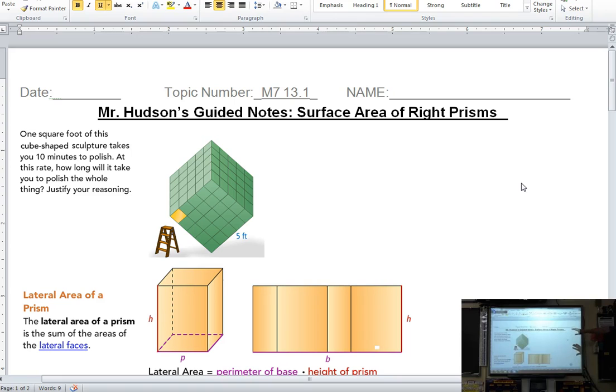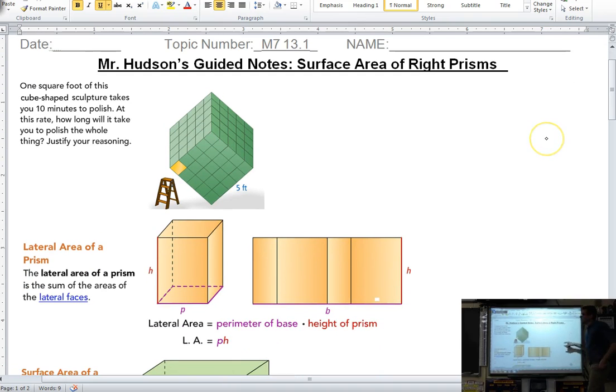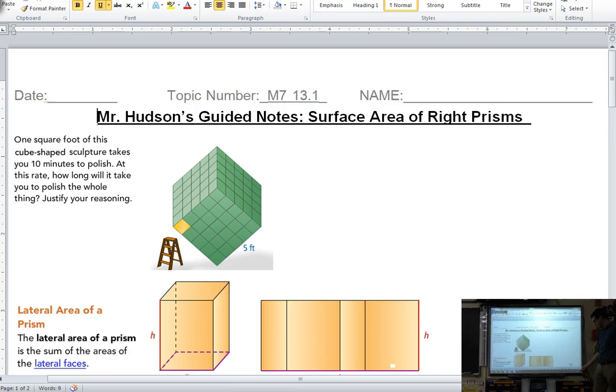So let's imagine we've got this structure up here. We use square pieces of metal, and we're going to polish it. We know that 1 square foot of this cube-shaped sculpture takes 10 minutes to polish, so 10 minutes for every square foot. We know that this is 5 feet long, so if I count this up, each of these squares is 1 foot squared. We want to figure out what is the total surface area of this cube.